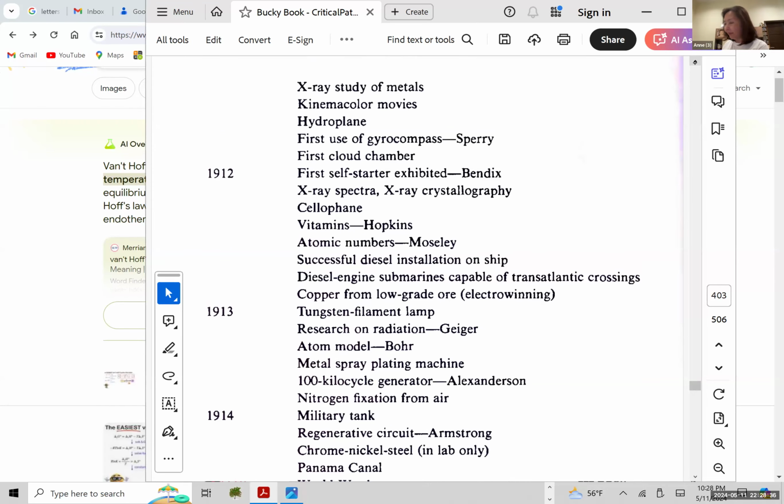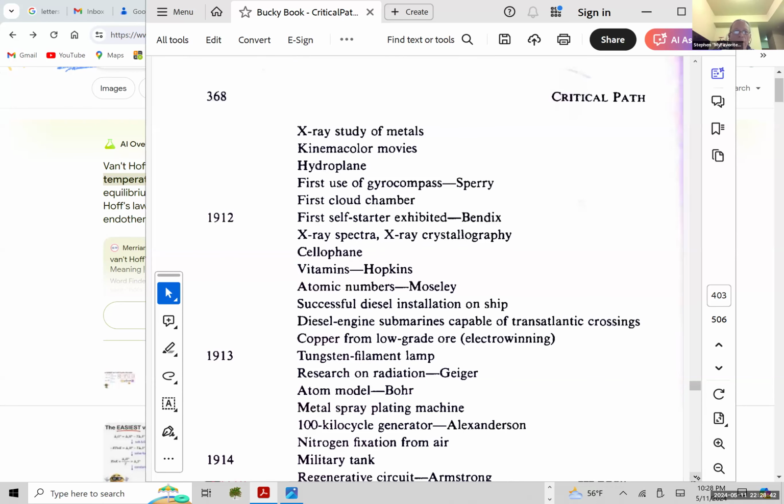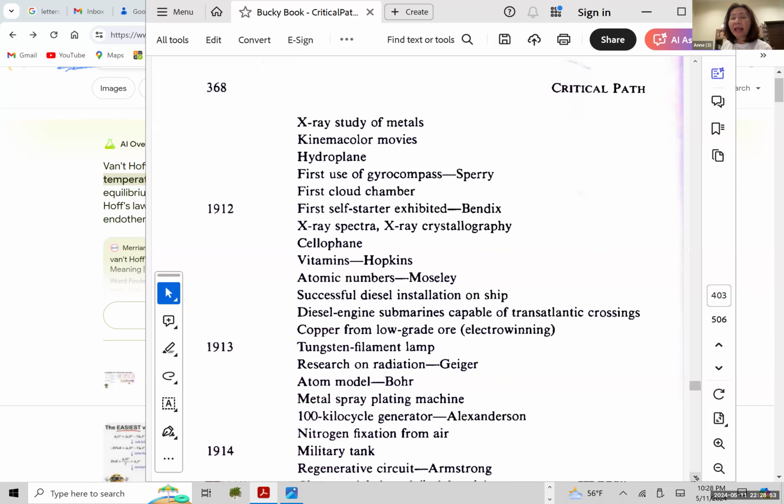So 1911. Go ahead, Anne. Please continue. So looking at this, it looks like we can add in 1911 the starter motor and the knapsack parachute. Then there's the X-ray study of metals, X-ray crystallography. Let me see, I'm trying to map it against this.